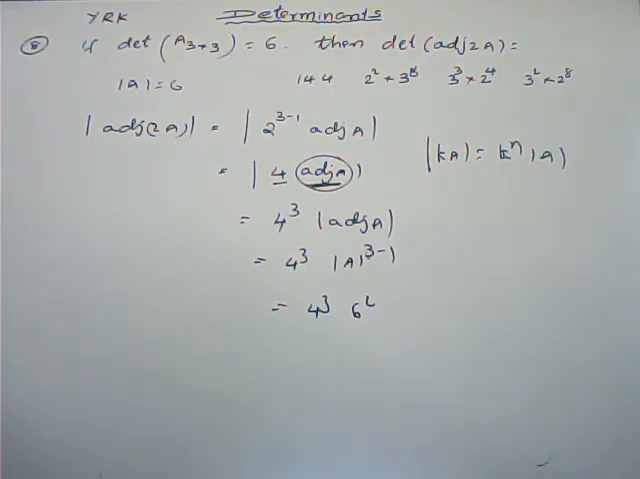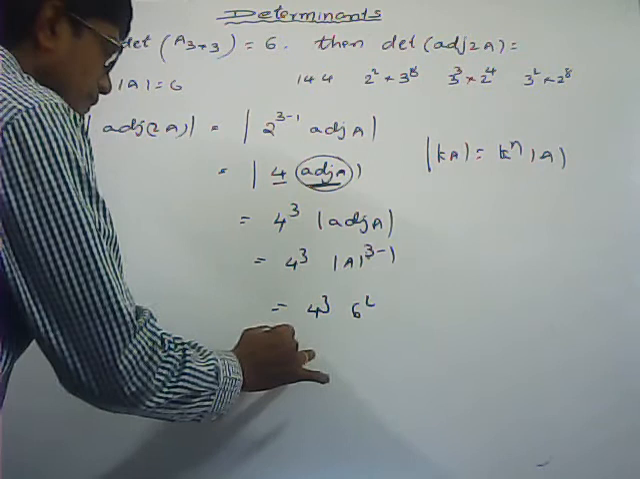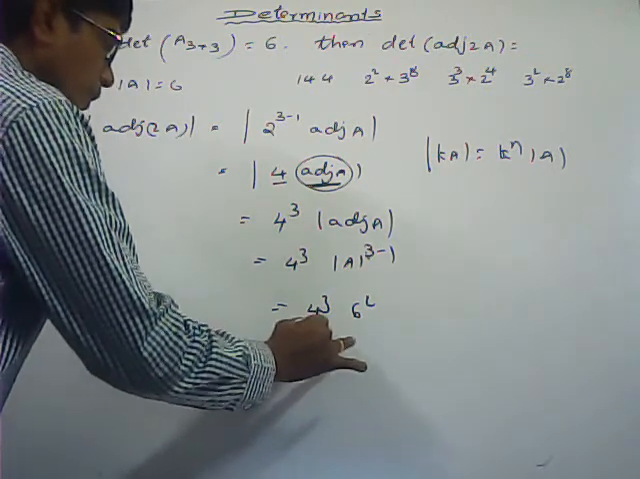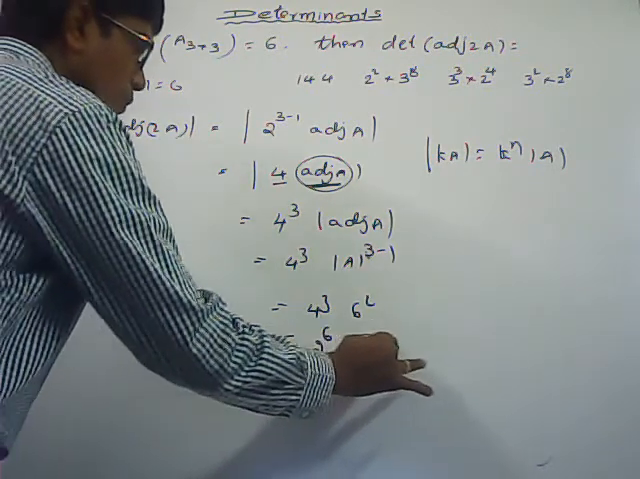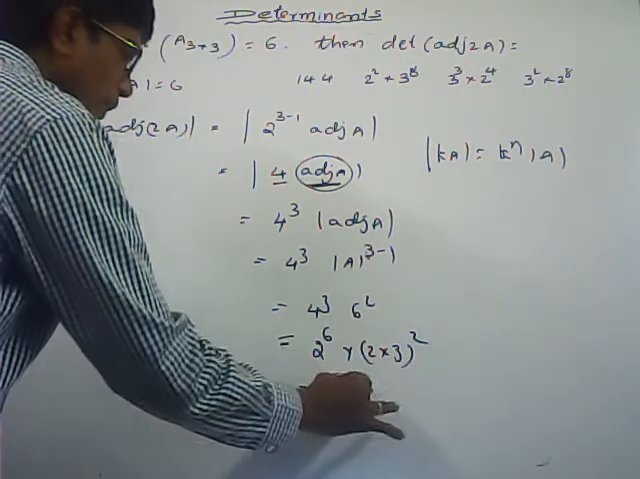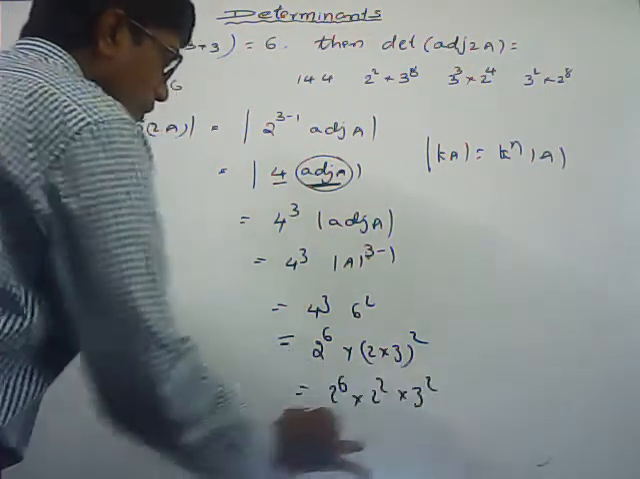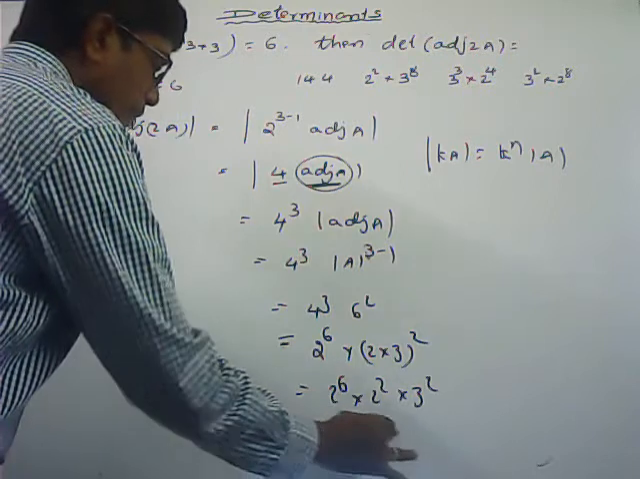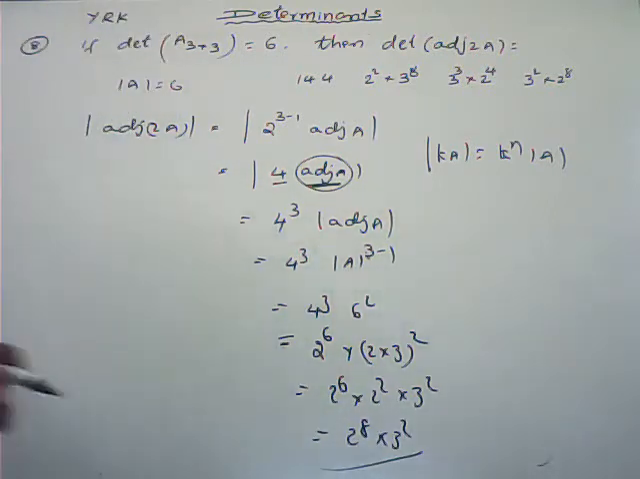Now here you can verify the options. Here this one we can write 2 square, 2 power 6 into 2 into 3 whole power 2. So 2 power 6 into 2 square into 3 square, that is equal to 2 power 8 into 3 square. So that is the fourth option.